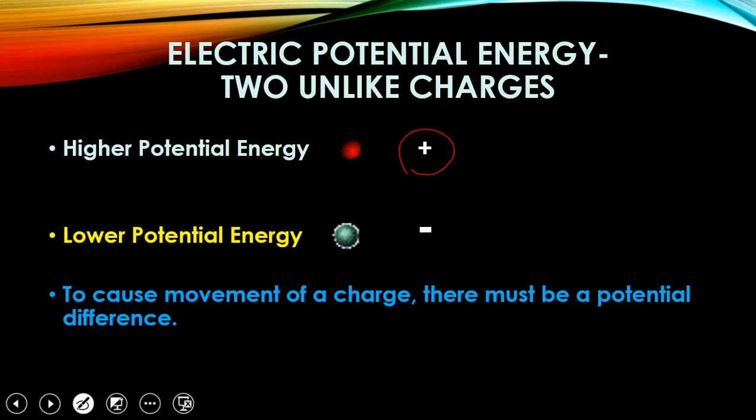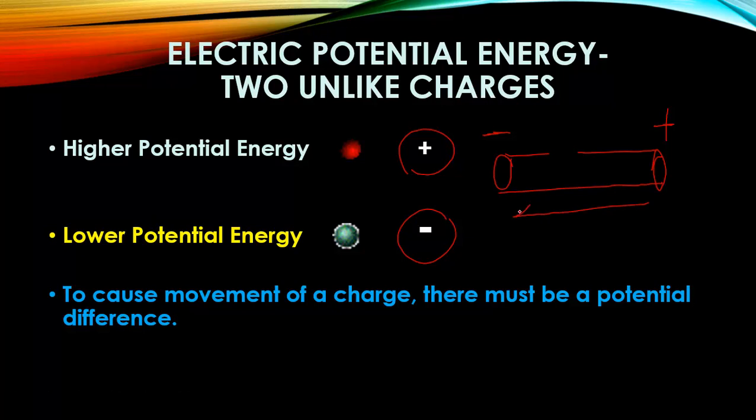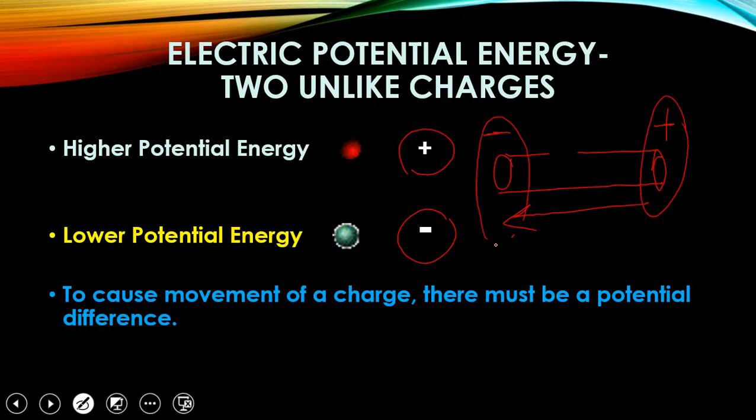Number two is called lower potential energy. We give it the negative symbol. Okay, so if I have part of a conductor, this point has higher potential and this point has lower potential. So the electric current will move from positive towards the negative. The electric current moves from the higher potential to the lower potential.